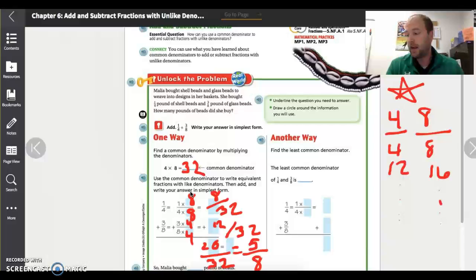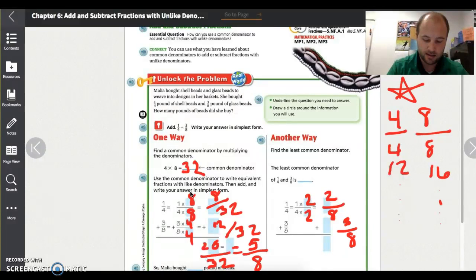Okay, now they talked about another way over here, where we could change just one fraction. Some of you guys figured this out earlier, that with 4 and 8, there's a nicer number. You know that 4 can go into 8. So we're actually going to keep 3/8 the same, and we're just going to change the 1/4. And to get 4 to 8, we know we need to multiply it by 2. And if we do it to the bottom, we have to do it to the top. And we get a much nicer fraction, which is 2/8 plus 3/8 equals 5/8.